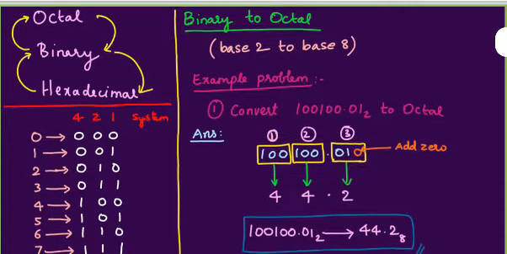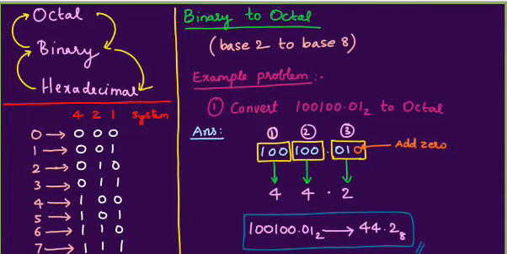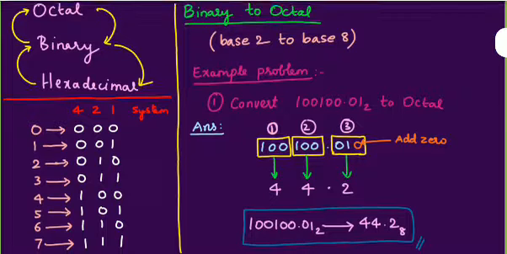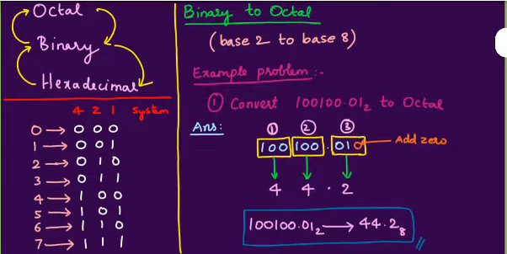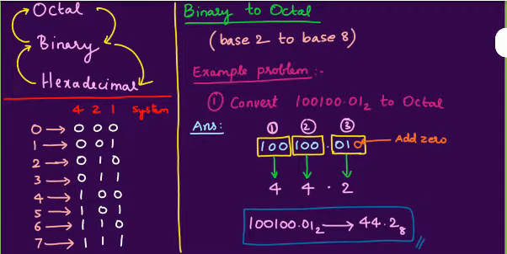So last class we discussed octal to binary by using the 4 2 1 system. This class we are going to discuss binary to octal, that is base 2 to base 8. So we'll see an example problem. From binary to octal or from octal to binary, for both cases the 4 2 1 values, those 8 values, the binary to octal relationship is very important. Without knowing this you cannot do this conversion.